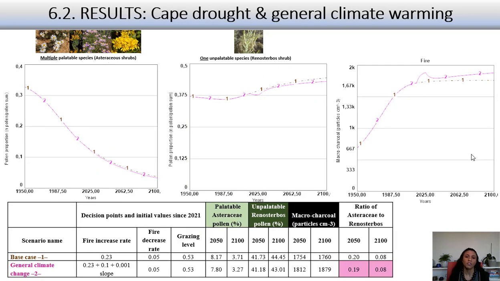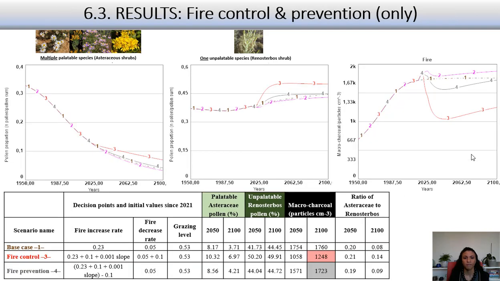And then also with climate change, like I said before, this is something that is inevitable because there are predictions for this region that it will get a lot hotter and drier, and this will basically influence the increase in fire. So the rest of the simulation scenarios were run with climate change in place.